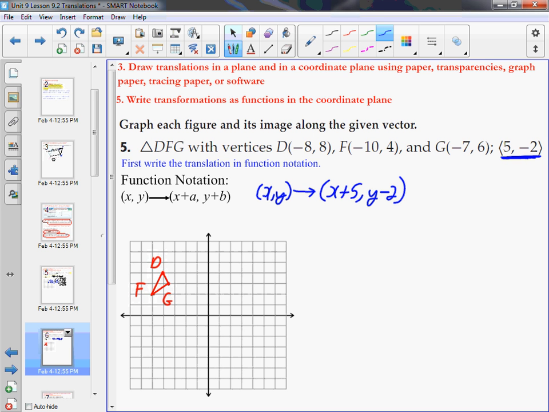So let's go ahead. Well, you know what? Do I actually have to write out what all the coordinates are going to be before I do this? I don't have to. Okay? Just start at D and move 5 to the right. So 2, 4, 5, and then 2 down. That's where D prime is going to go. For F, move 5 to the right. 2, 4, 5, and then 2 down. So that's where F prime is going to go.